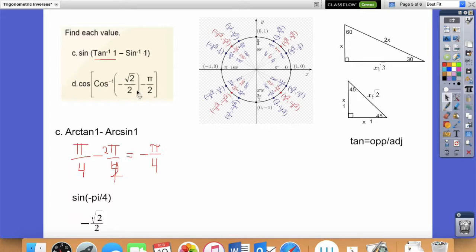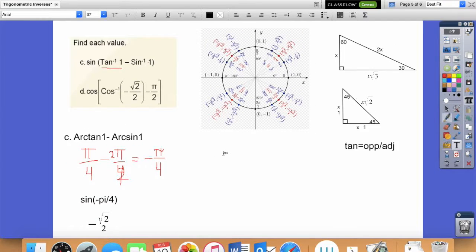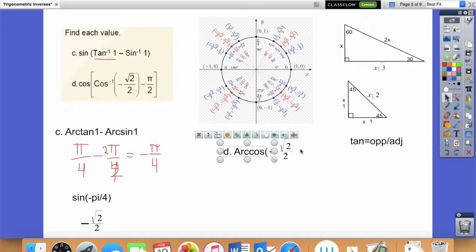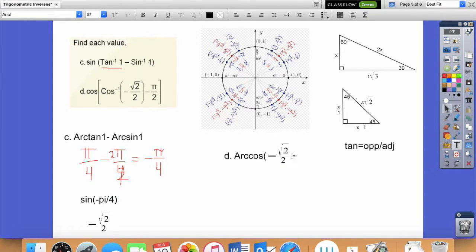So let's go ahead and look at this last problem, and then hopefully you'll be good to go on your own. So for D, we have cosine, but notice in the middle here, in the parentheses or in the brackets, they want us to find the arc cosine of negative root 2 over 2. So let's just bring this negative root 2 over 2 that I've already typed and bring it over here.